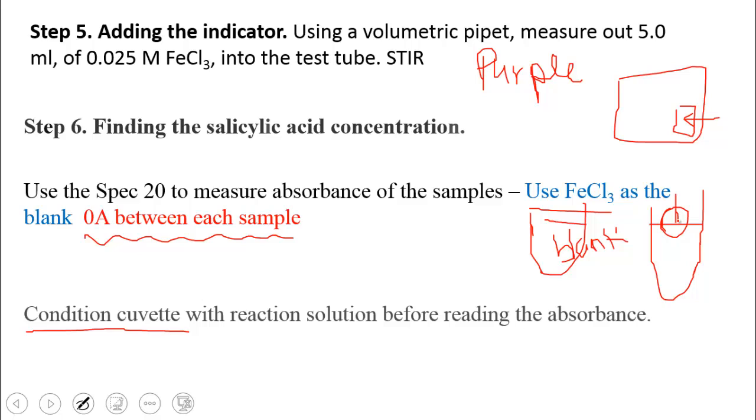You do want to condition your cuvettes with your reaction solution before reading the absorbance. So add a little bit of your aspirin solution from test tube number 1 into the cuvette and roll it around, making sure all the inside surfaces are touched by it, and then throw that away in aqueous waste. Then you can put your aspirin solution in the cuvette, put it into the machine, and read the absorbance.